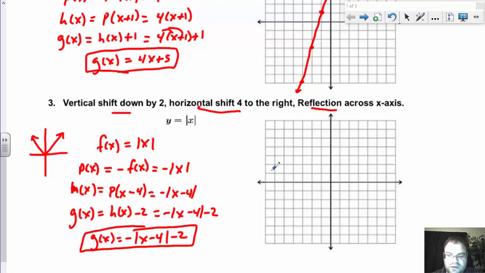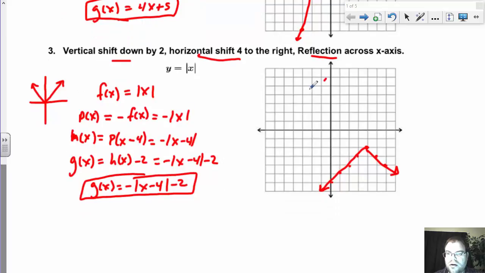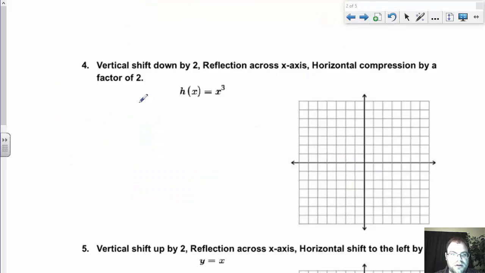Okay, so it's this function here. We move it from the origin 4 to the right and 2 down. And that's our point, and since we're reflecting upside down, it's literally going to go down 1 over 1 this way, and down 1 over 1 this way, and you'll get a graph that looks something like this. Okay, and that's your function and your graph for that question. Alright, let's turn the page.